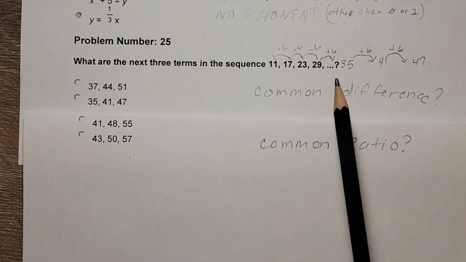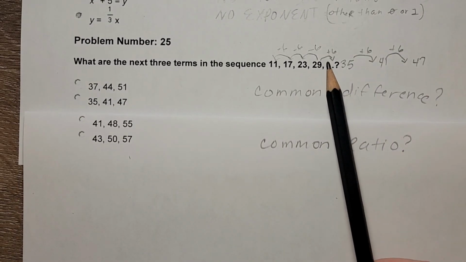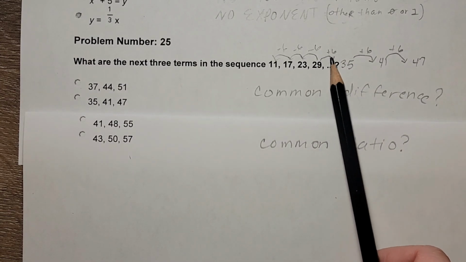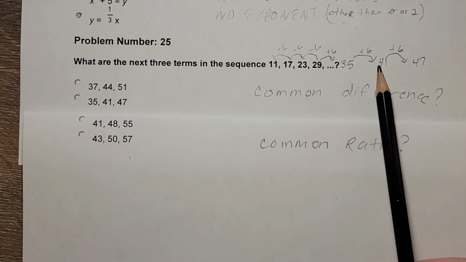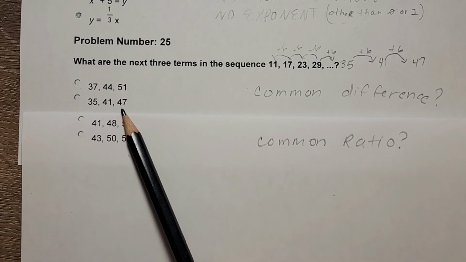All right, so we found out that the common difference is 6. So it's growing. So 29 plus 6 is 35, 41, 47. There's our final answer.